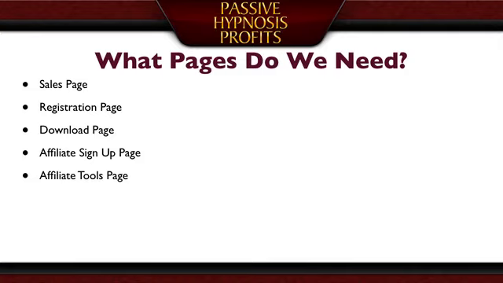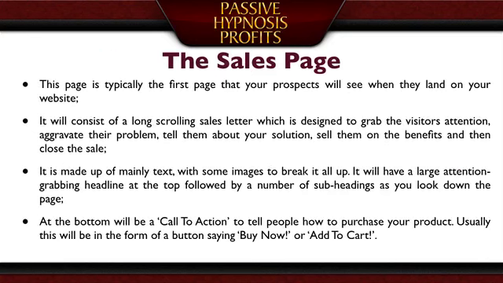So, with regard to the five pages we're going to need, they are as follows. We will need a sales page. You'll need a registration page. You'll need a download page. You'll need an affiliate sign-up page and an affiliate tools page. Now, I'm going to break down each of those one by one right now. Again, you need a sales page, a registration page, a download page, an affiliate sign-up page, and an affiliate tools page.